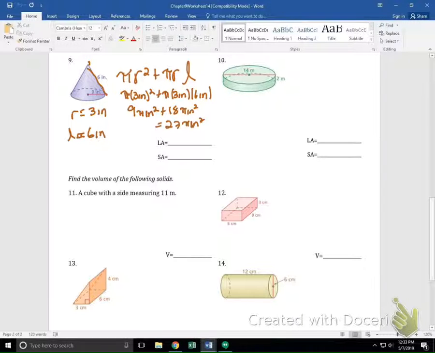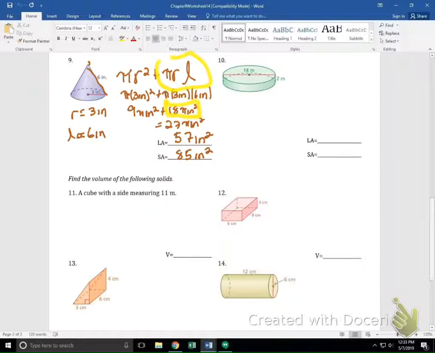27 times pi gives you 84.8, so that's going to be 85 inches squared. Then the lateral area again is that second half right here. So 18 times pi gives you 57 inches squared. It was really 56.5 and I rounded up.